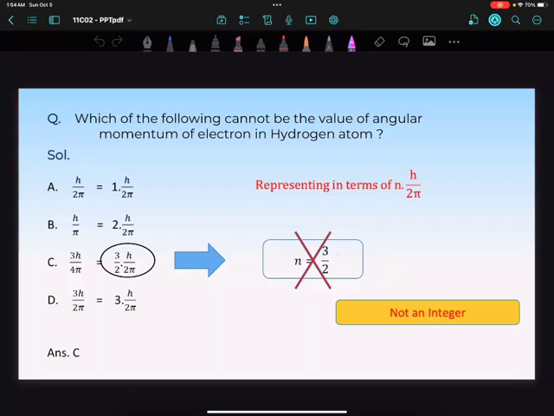So n as 3 by 2 cannot be possible as it is not an integer. As we have said, n is always an integer. Since 3 by 2 is not an integer, this is the answer.